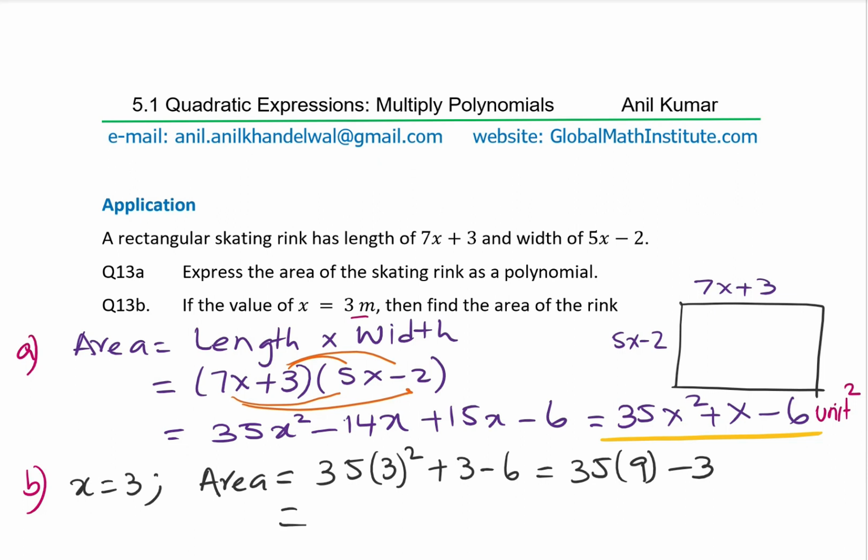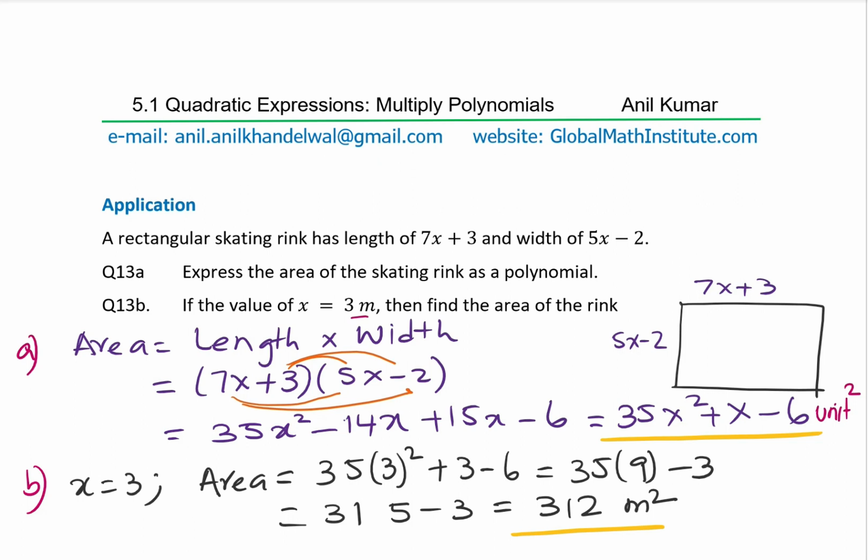Let's multiply by 9. 9 times 5 is 45, 9 times 3 is 27, and 4 is 31. So 9 times 35, if you say 10, it is 350 minus 35. You could say that, right? And get 315. Minus 3 will give us 312. Units will be meters squared. It's very important to include units in your answer. So the area will be 312 meters squared.